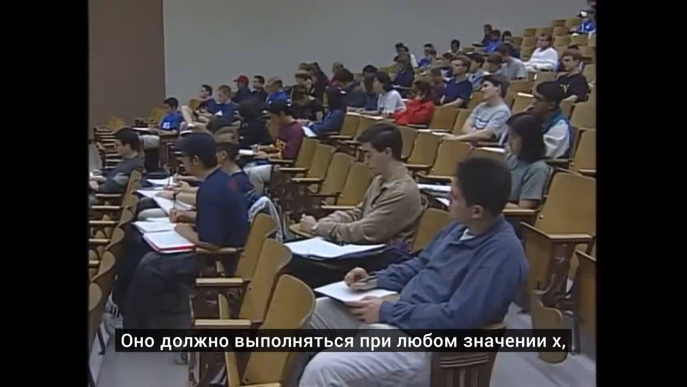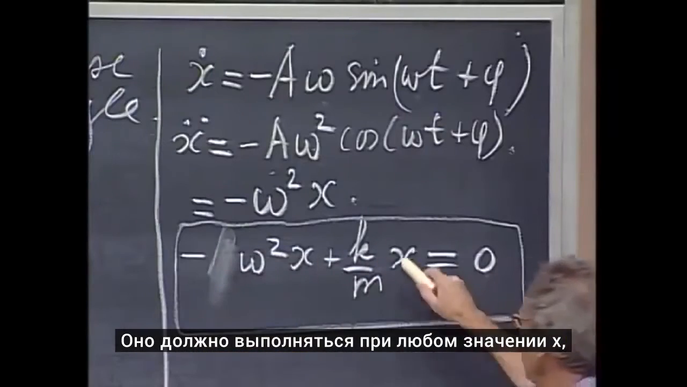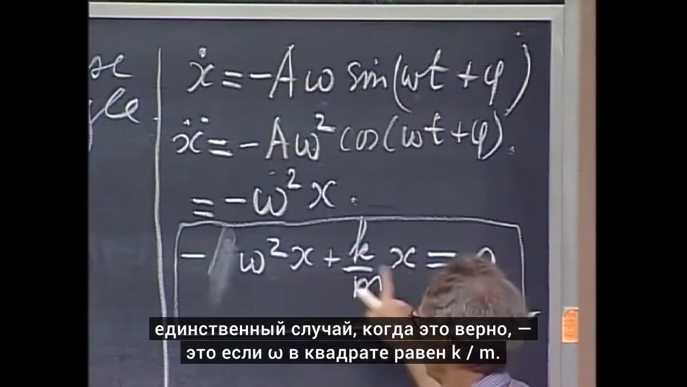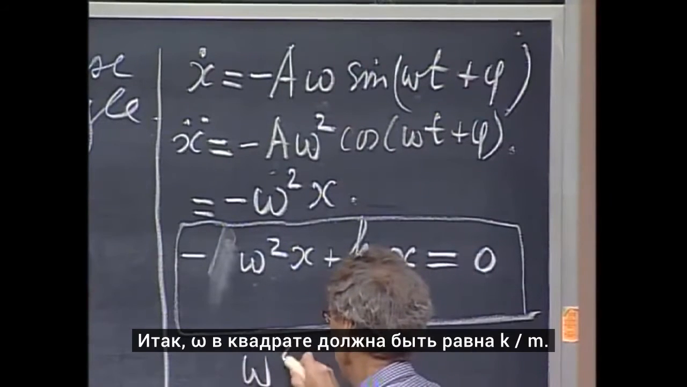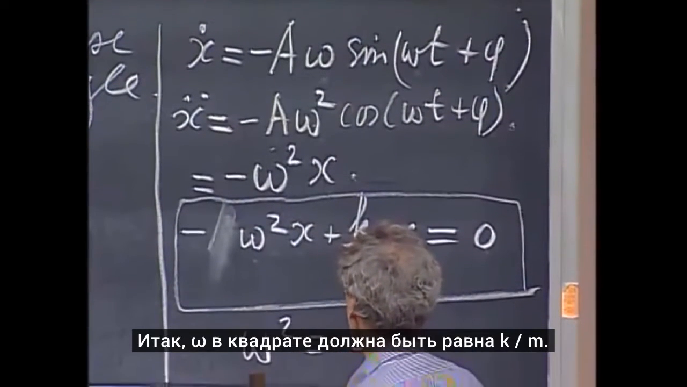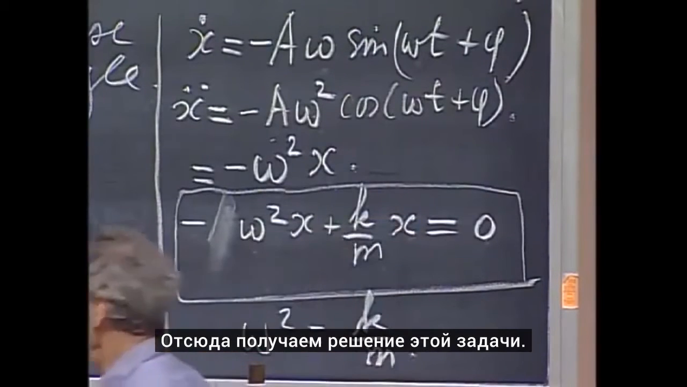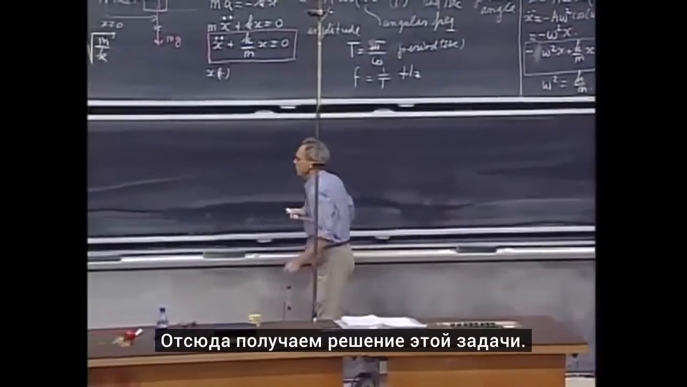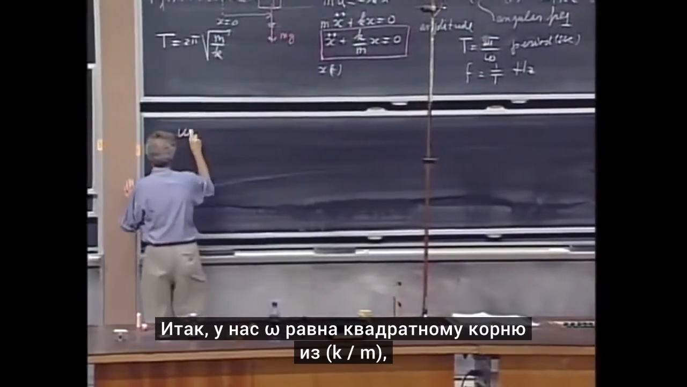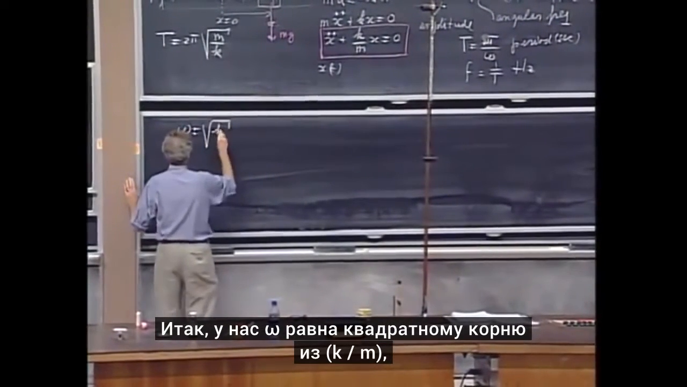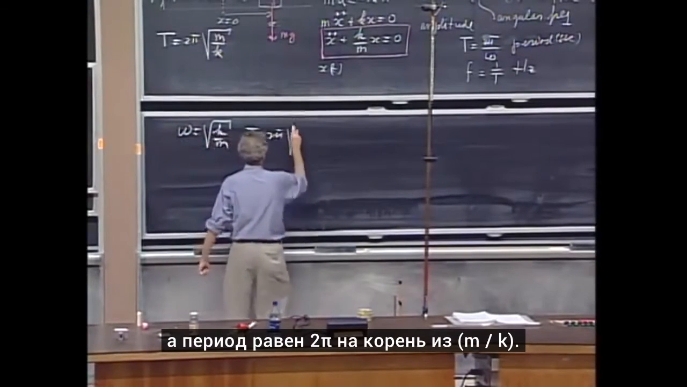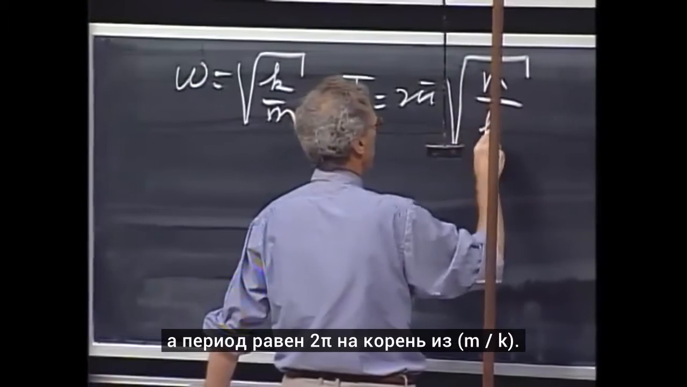This must always hold for any value of x, for any moment in time, and therefore the only way that this can work is if omega squared is k over m. So omega squared must be k over m. And therefore, we now have the solution to this problem. So we have omega equals the square root of k over m, and the period is 2 pi times the square root of m over k.